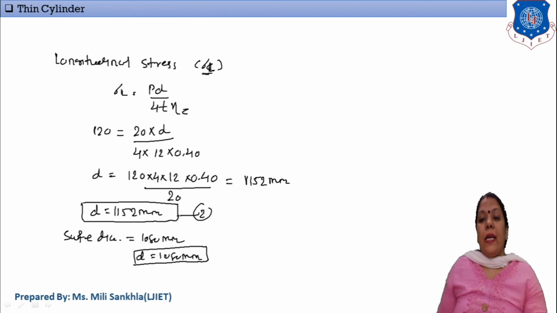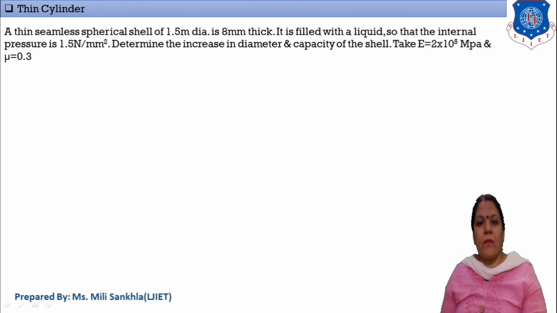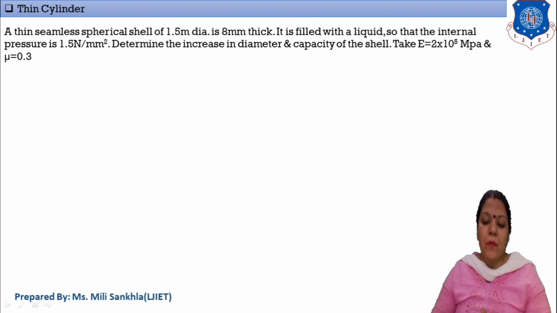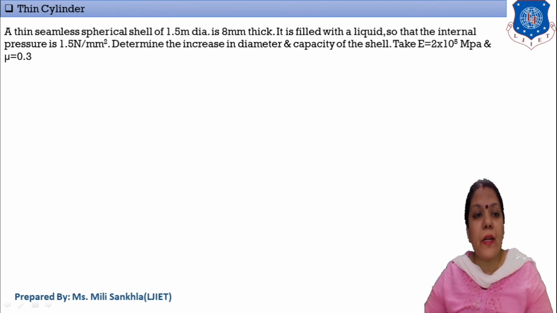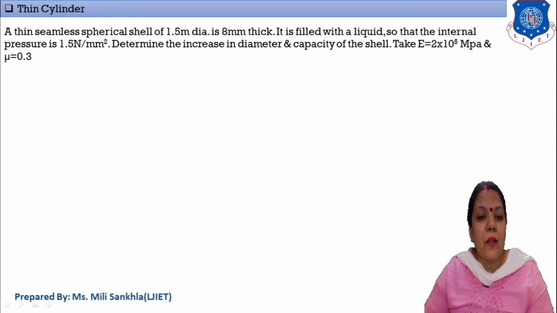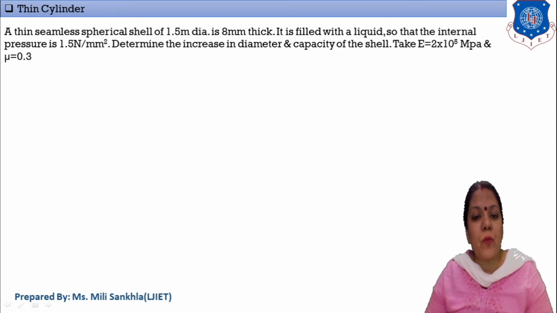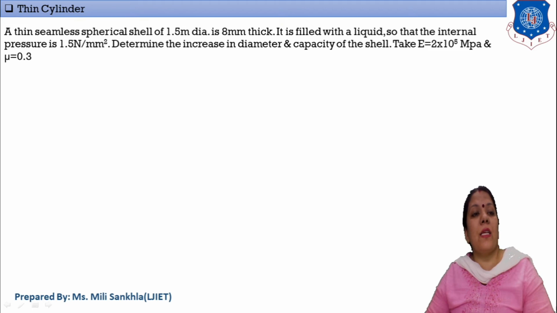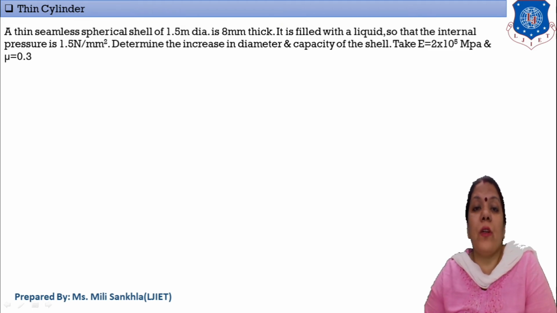Next example is our spherical vessel example. Our example of efficiency is now complete. Now we solve this example. In this example, first of all, the given data is a spherical shell. We solved the examples of thin cylinder just now; this example is the spherical shell, so our equations change here. Thin seamless spherical shell of 1.5 meter diameter.